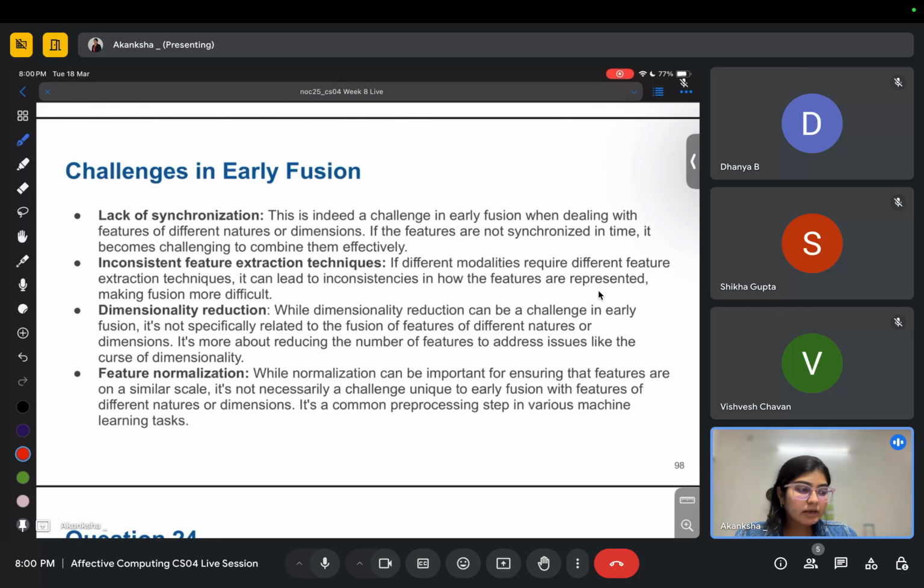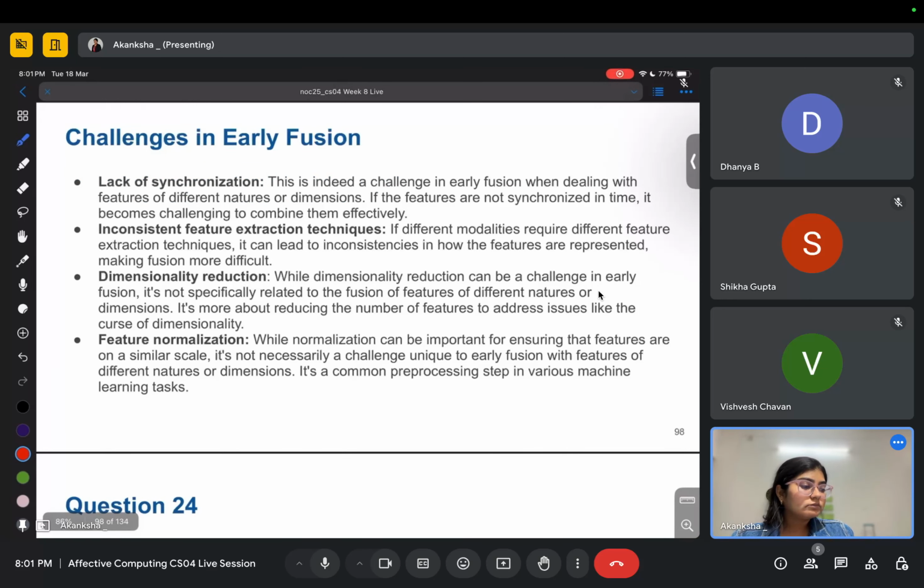Then comes the dimensionality reduction part. It can be a challenge in fusion. It is not specifically related to different modalities, but the curse of dimensionality of course is there if we do not remove the extra dimensions or the useless dimensions. Okay, feature normalization. Normalization is very important, and it is not necessary for early fusion. These challenges are very standard across different algorithms.